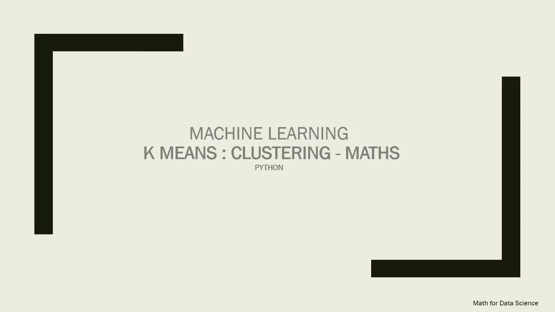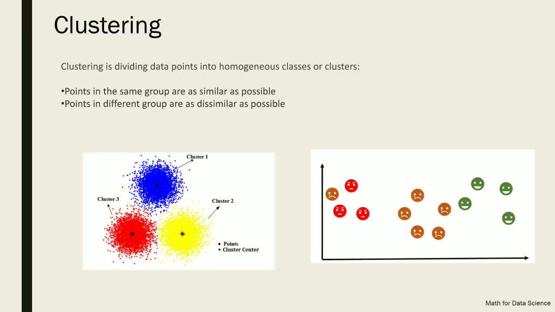We will try to solve k-means with normal mathematics, that is by pen and paper, and then we'll solve it through Python. But let's first understand how this algorithm works. Firstly, you should know what is clustering. Let's see the definition of clustering. Clustering is dividing the data points into homogeneous classes or clusters.